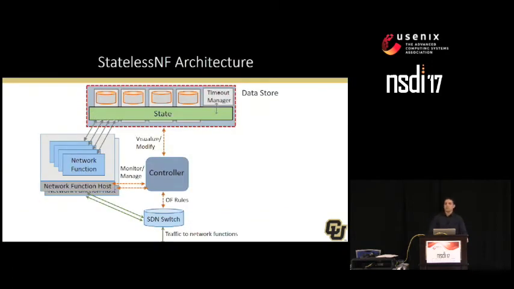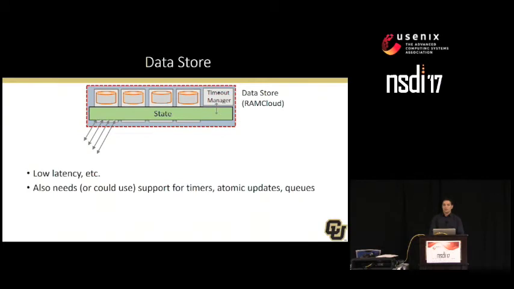The StatelessNF architecture consists of three main components: the network functions themselves, which run on commodity servers; the data store, which maintains the network function state; and a controller, which orchestrates the entire system. Starting with the data store, in our current setup, we're using the RAMCloud system. It's distributed, so it has built-in resilience, but at the same time, designed with focus on high throughput and very low latency with its read and write operations. Although the system can scale to thousands of nodes, extending functionality beyond a key-value store can help improve the overall system, such as timers, atomic updates, and queues.